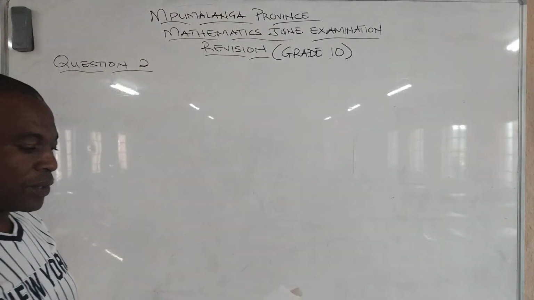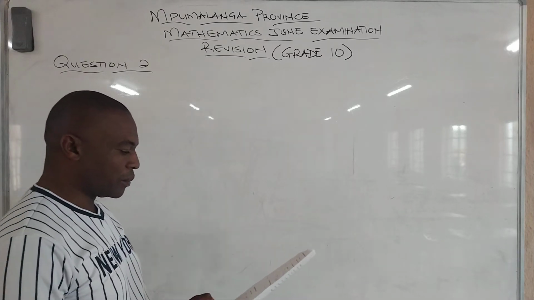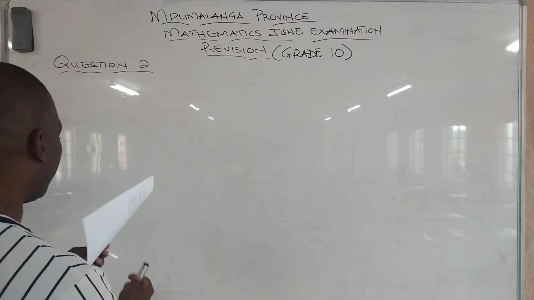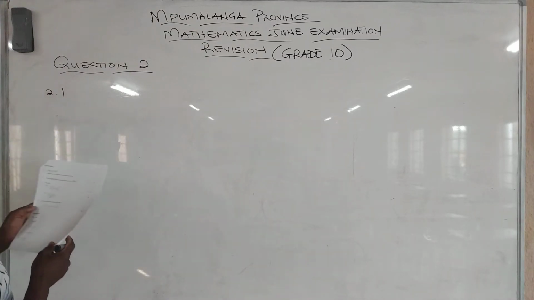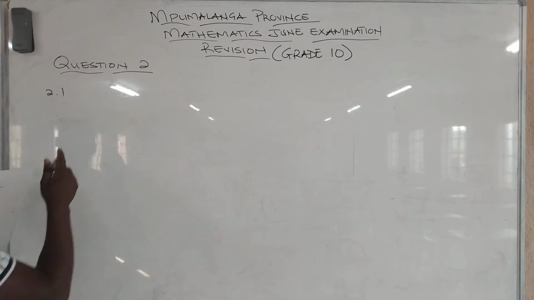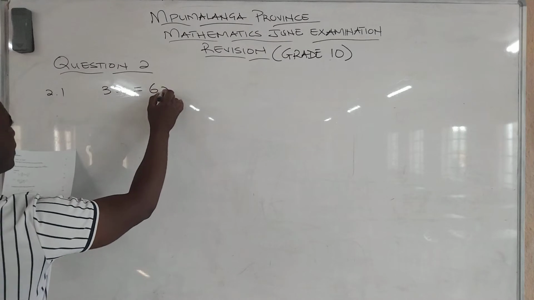Let's continue with the question paper you wrote. Let's look at question number 2. 2.1, you are asked to solve the equation 3x is equal to 6x squared.